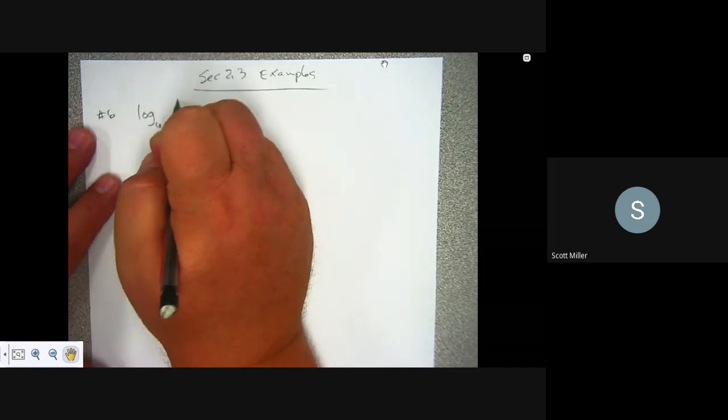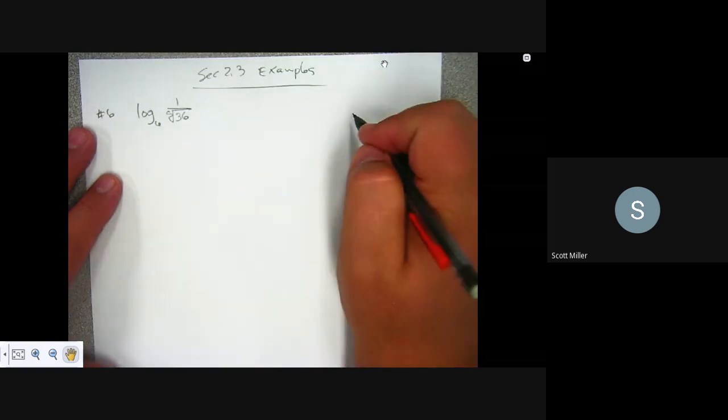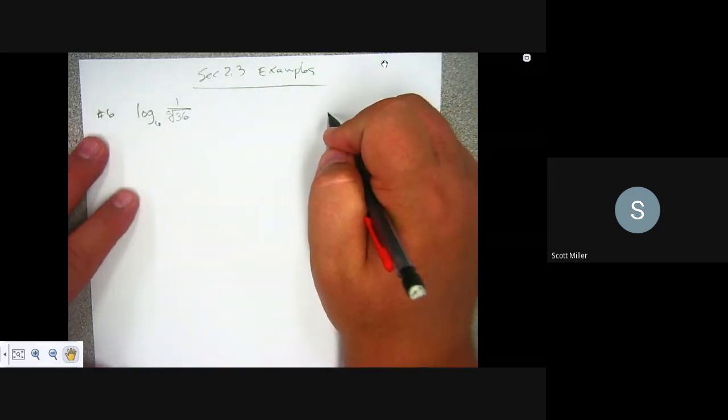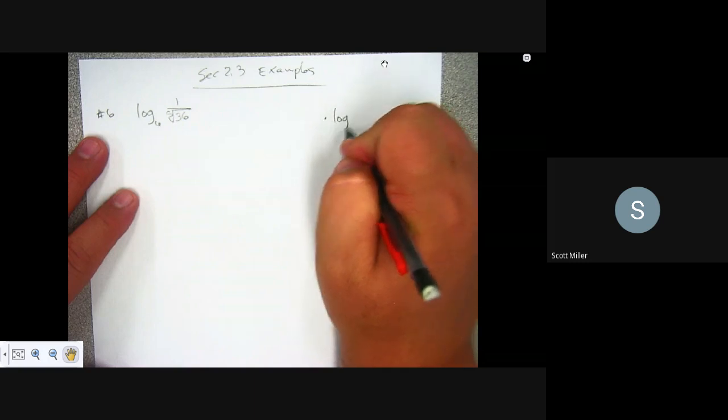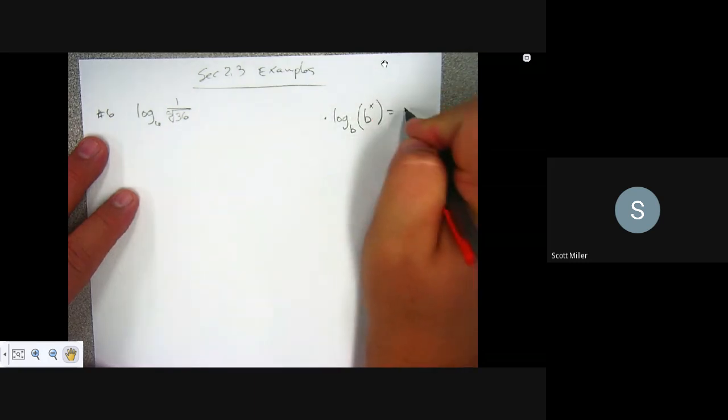In problem number 6, we have the log base 6 of 1 over the 5th root of 36, and we are asked to evaluate this log without a calculator. To evaluate a log without a calculator, you have to use the properties of logs. There are several of them, but the most important one is this property where the log base b of b to some power is simply just the power.